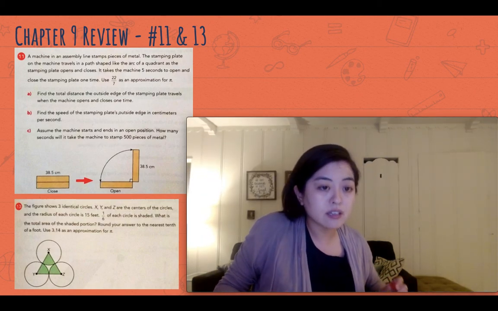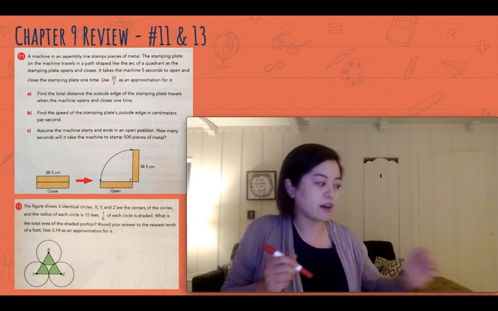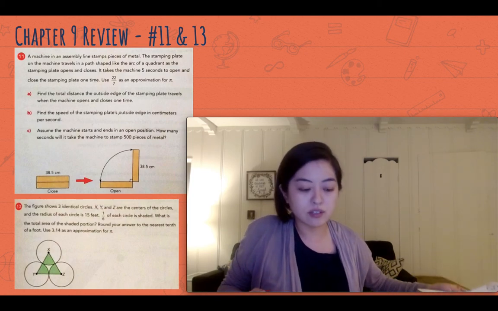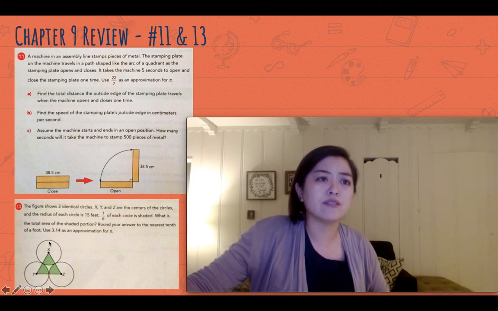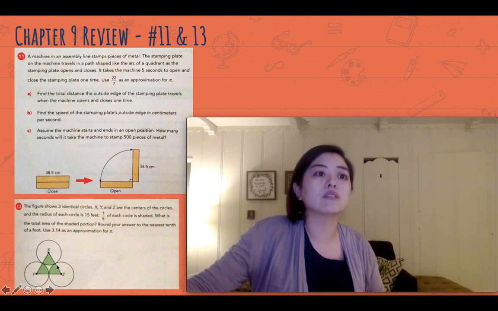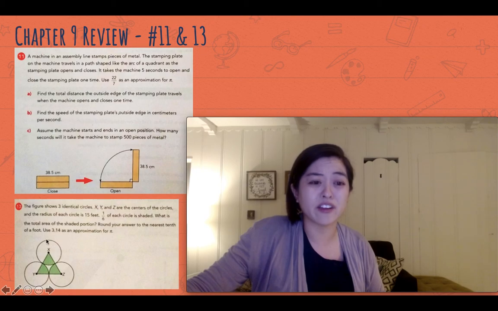Let's look at 13. So 13, we have these 3 figures. And we actually have 3 circles here. And each of the circles has the same radius of 15 feet. So this is 15, this is 15. And the shaded part in each circle is 1/6 of the area of the whole circle. So first let's just find the shaded part of one circle.